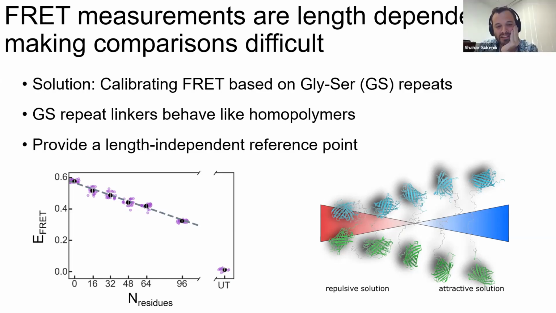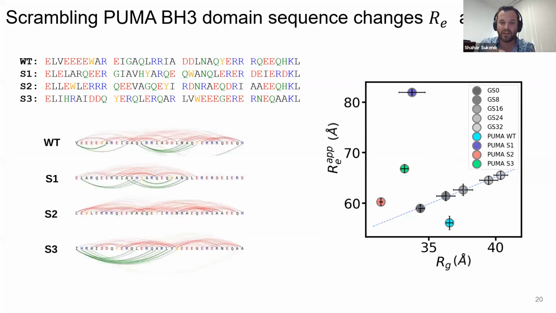Right, thanks. That's a great question. Basically, the best way to answer this is to think about the scrambles, right? The global sequence properties of the scrambles are all the same. Net charge per residue, the average hydropathy, that's all going to be the same. And I've already shown you that those give very different Rg and Re results.